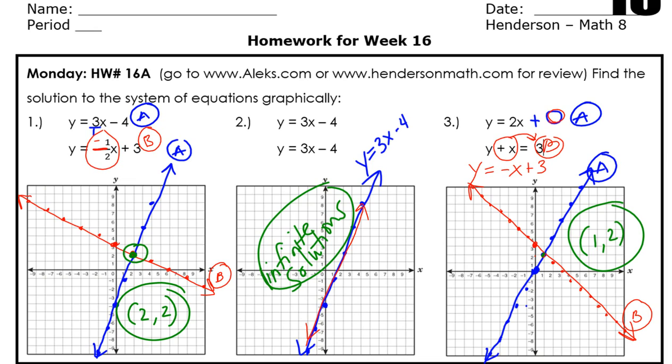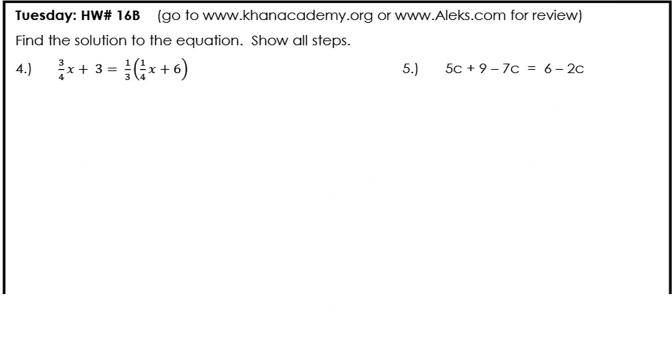All right, let's move on to the second box. This box asks you to solve the equation and show all steps. So it looks like my left side here is already simplified. There's nothing more I can do. But over here I can do some distributing. So let's rewrite our equation.